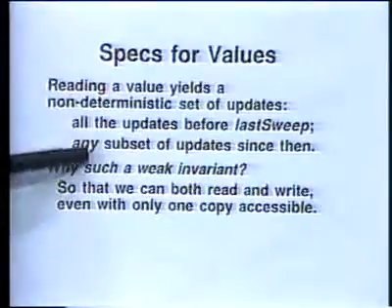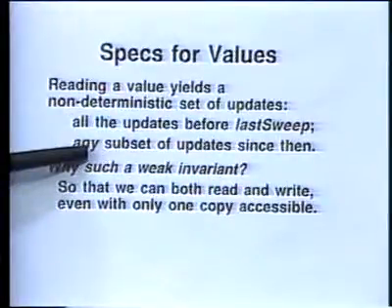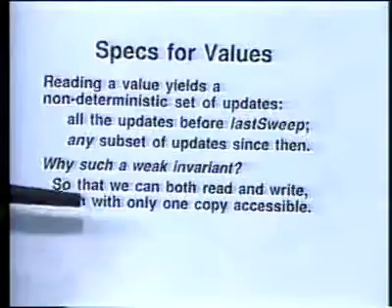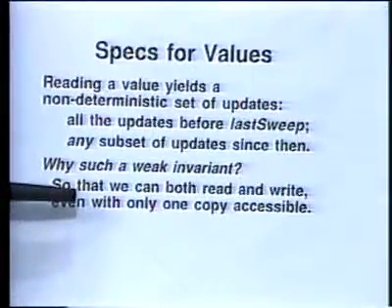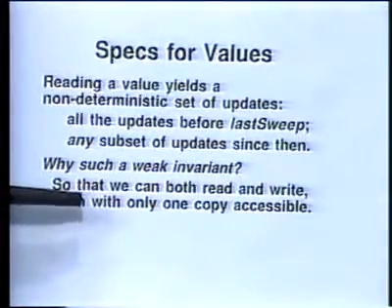If you're willing to settle for this weaker property, then you can have the nice property that you can both read and update the database, even if you only have one copy accessible. And that seems like a very attractive property for a name service where the primary criterion is high availability, and you're not supposed to be using the thing to store data that has complicated consistency conditions. Okay, so that's the basic idea about the spec for values. It's this non-deterministic result of a read.